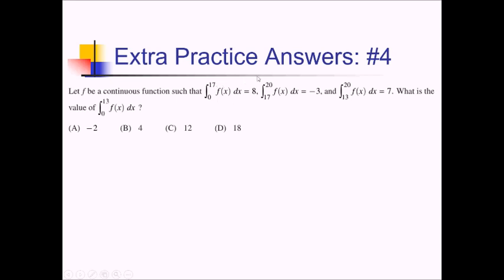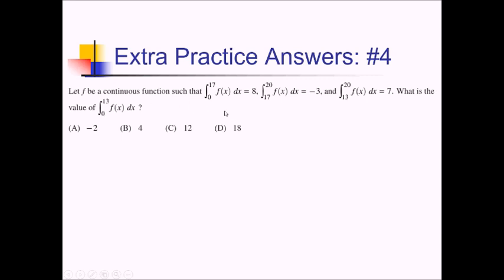For this problem, we're given a continuous function f such that we have the integral from 0 to 17, 17 to 20, and 13 to 20 of this function. And based off that, we want to find the integral from 0 to 13. The key is to realize that we're just playing around with different areas under this curve of f of x. We have an area from 0 to 17, an area from 17 to 20, and also this area from 13 to 20. All we want is the area from 0 to 13.